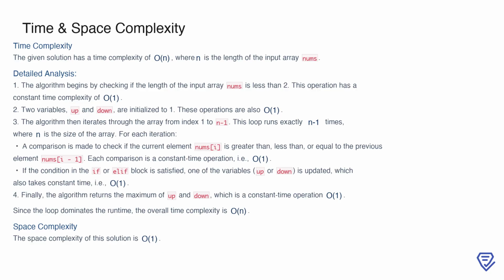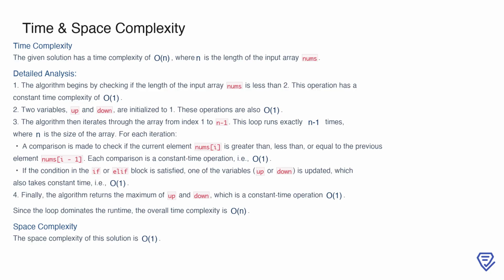This loop runs n-1 times, and for each iteration, a constant time comparison is made between the current element and the previous one. Depending on the result of these comparisons, one of the variables, either up or down, is updated in O(1) time. After the loop, the algorithm calculates the maximum of up and down, which again takes constant time. Since the loop dominates the overall runtime, the total time complexity is O(n). Now, let's discuss the space complexity.